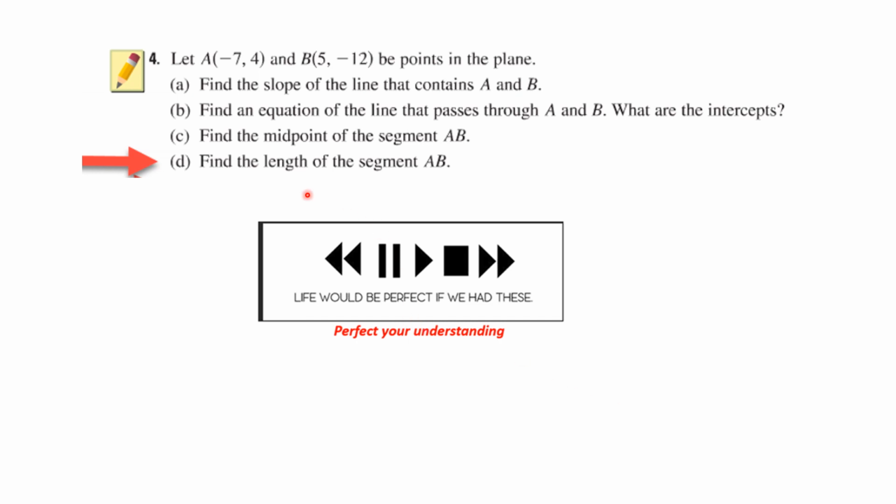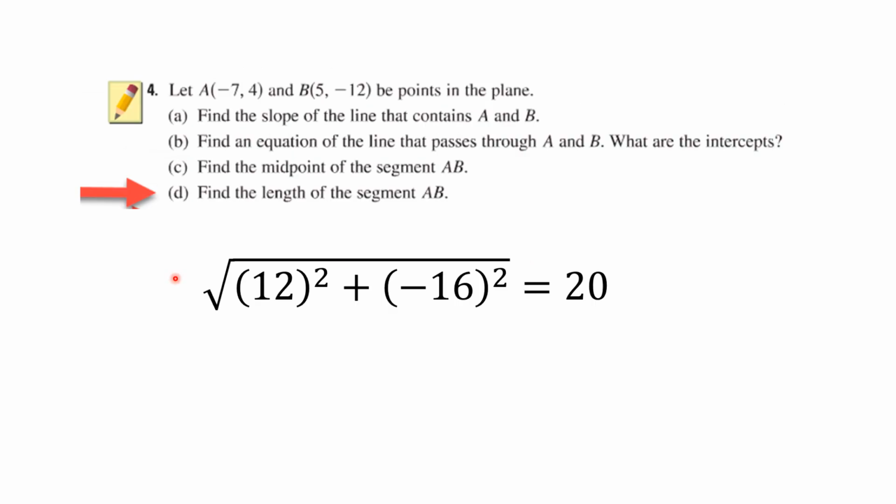Here's problem number 4. We're doing D. We've got 2 points, A and B, and you're finding the length of the segment AB. You know what to do. Let's see how you did. This is the distance formula. So you will say 5 minus negative 7 is 12 squared, plus negative 12 minus 4 is negative 16 squared, and I'll take the square root of that using the distance formula. This is going to be 144, this is going to be 256, so that's going to be added together to get 400, and the square root of 400 is known to be 20.